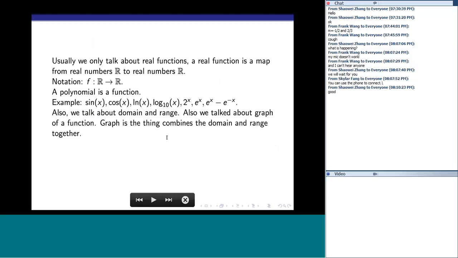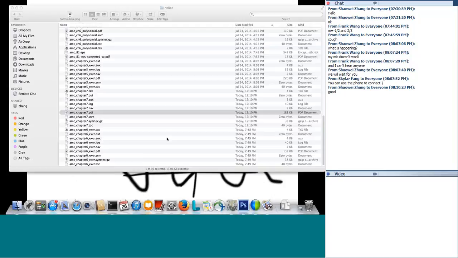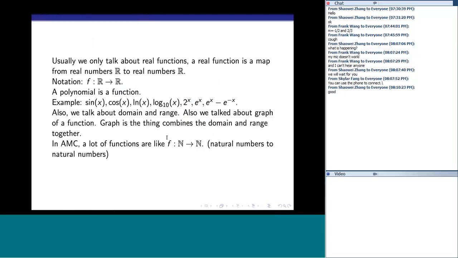Graph is good because they combine the domain and range together. You can see all the range and everything. Also, a lot of functions I would talk about are from natural number to natural number. Actually, the MC a lot.